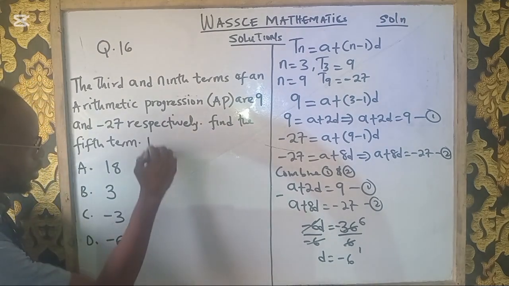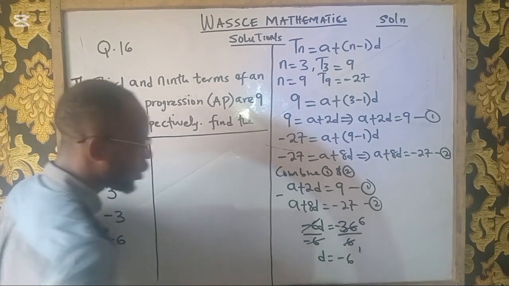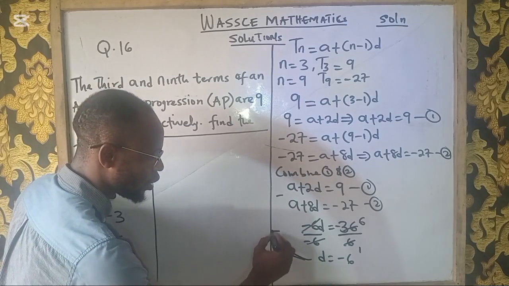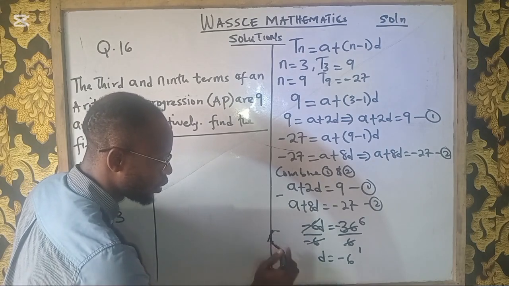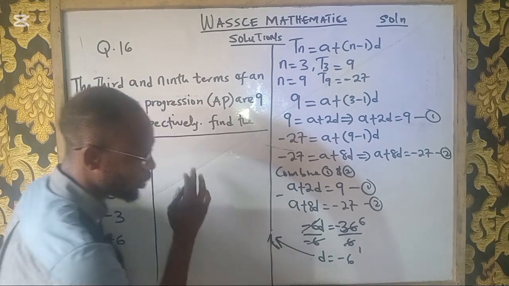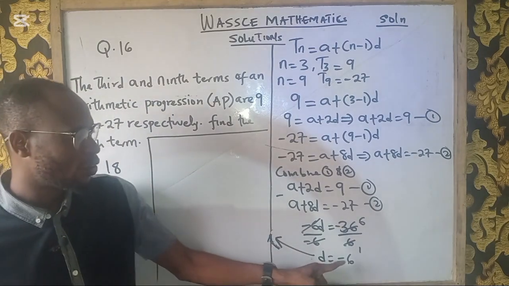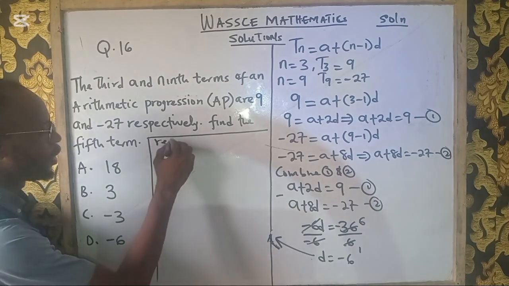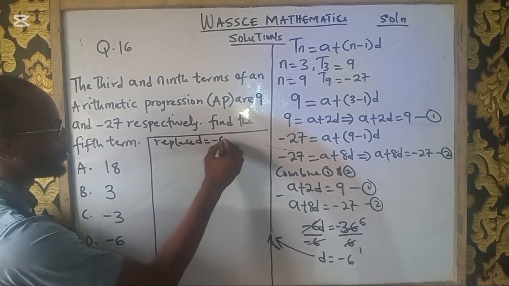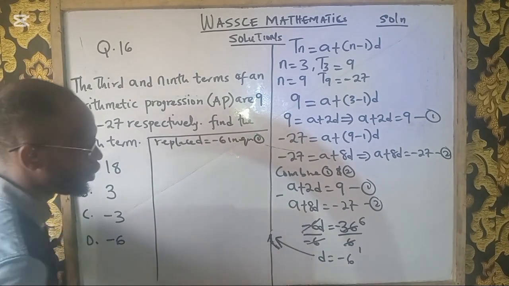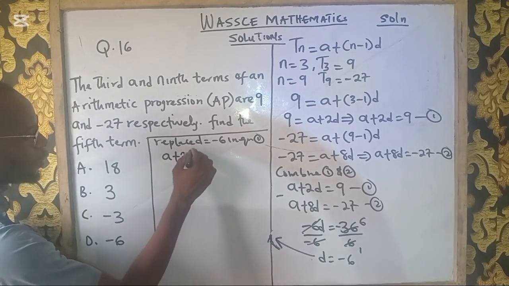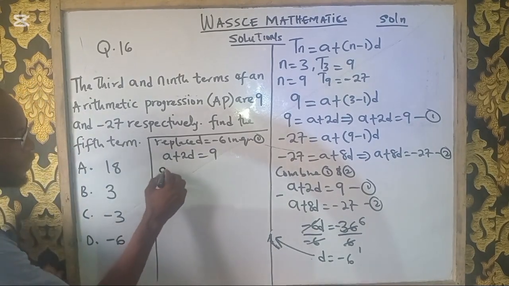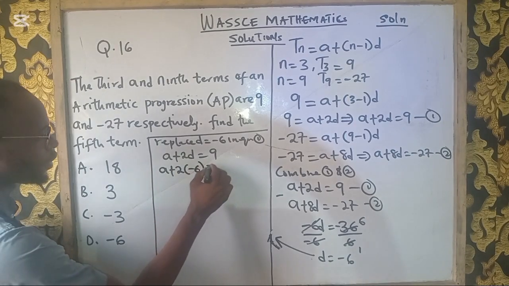I'll use this space for the remaining solution. After getting the value of d to be minus 6, what should you do next? I'm drawing an arrow so that you will see I continue from up there. When the value of d is minus 6, you replace it in any of these two equations to get the value of A, which is the first term. So I'll replace d equals minus 6 in equation 1. I can use any of the equations, don't forget. We have A plus 2d equals 9. So when d is minus 6, we have A plus 2 bracket minus 6 equals 9.